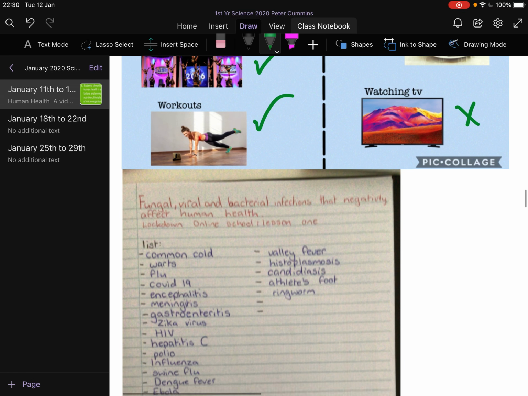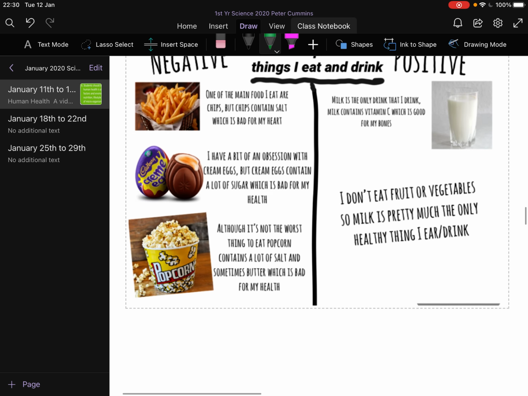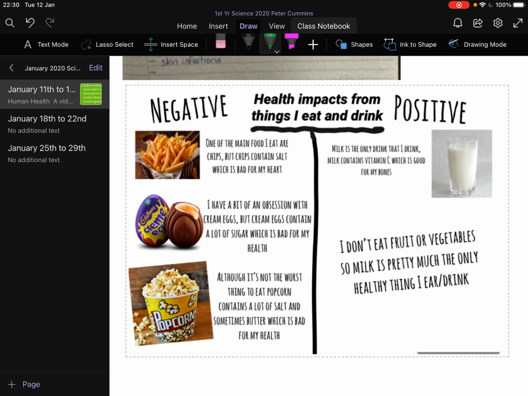So there's one pic collage. There was another one down here. We'll stick with the pic collage for a second, which was really, really good. Like I said, loads of them are really good. I've had a look through a good few of them over the last couple of hours before starting this lesson.